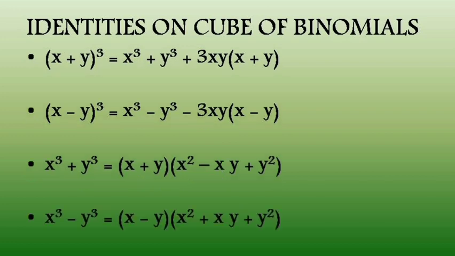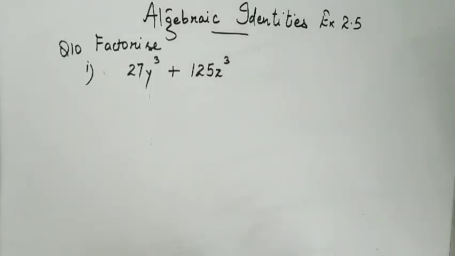Another we have x cube minus y cube, which can be written as product of a binomial, which is x minus y, and a trinomial x square plus xy plus y square. Now let us check the application of these two new identities.